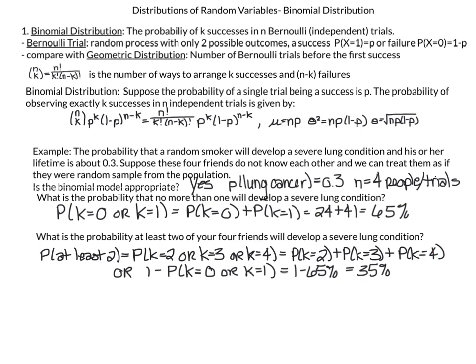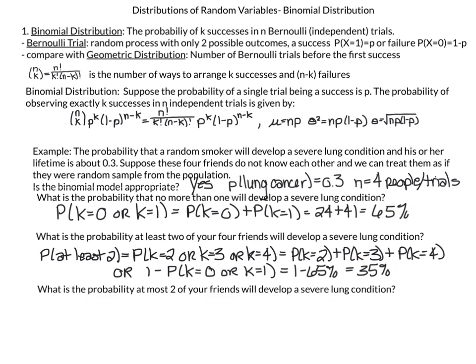The other way we can do this is we could say it's 1 minus probability k equals 0 or 1, because we've already calculated that here. So 1 minus 65, so it's approximately 35%. It's actually a little bit lower because remember, the 65, we kind of rounded down. We ignored the decimals, but approximately 35%.